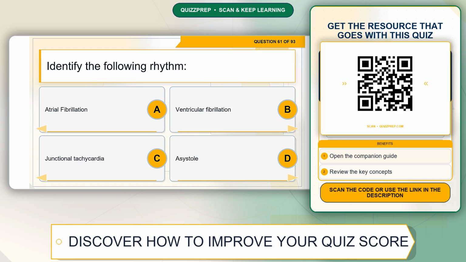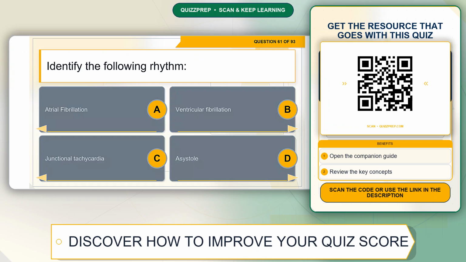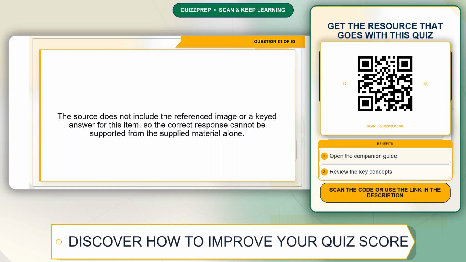Question 61. Identify the following rhythm. Option A, atrial fibrillation. Option B, ventricular fibrillation. Option C, junctional tachycardia. Option D, asystole. The correct answer is now shown. Explanation. The source does not include the referenced image or a keyed answer for this item, so the correct response cannot be supported from the supplied material alone.